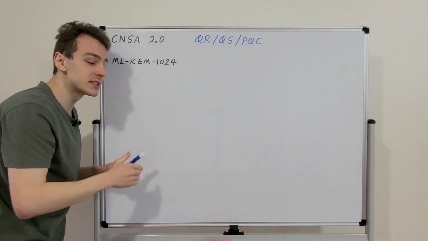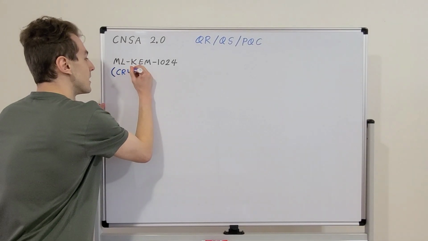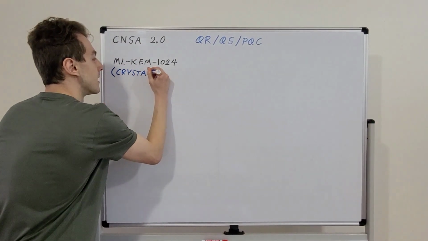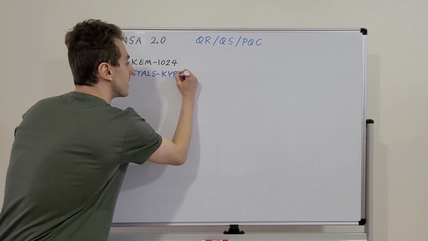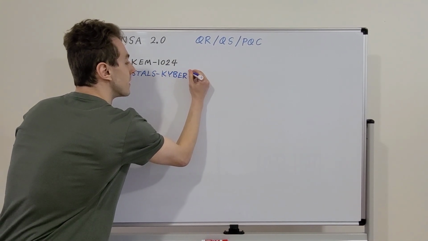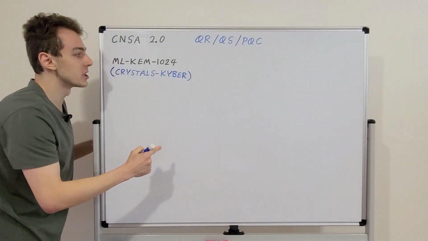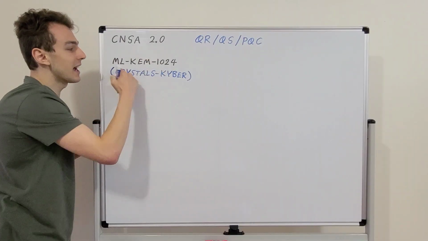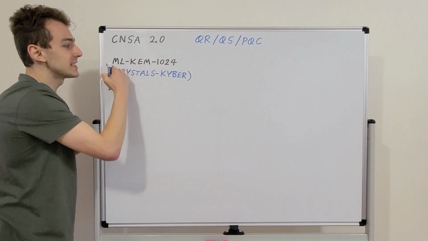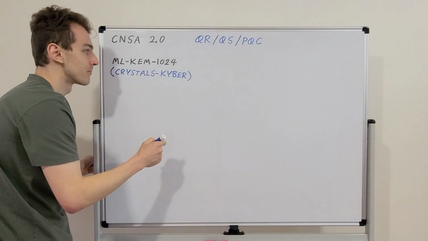It is Kristall's-Kyber. Kristall's-Kyber with a K. So Kristall's-Kyber was the name for an earlier version of ML-KEM. And now this descriptive acronym is used. That is the name that appears in FIPS 203.